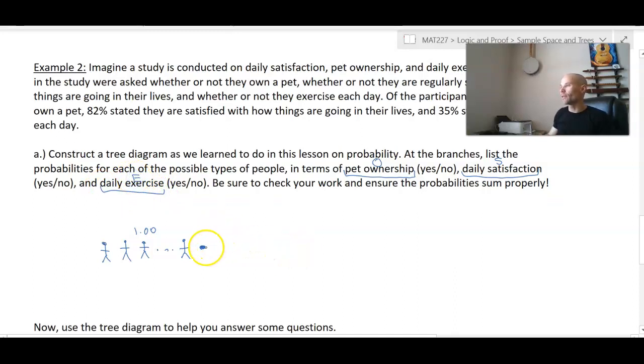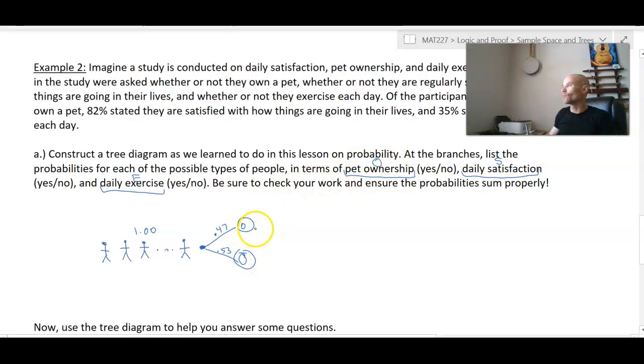So of these 100% of people, we'll say, hey, if you own a pet, move to the top. If you don't own a pet, move down to the bottom. So we know that 47% of people own a pet. That means that 47% or 0.47 of this 1.00 would move up. And then the 0.53 would end up down here in a separate area. So we're just separating people into own a pet, don't own a pet.